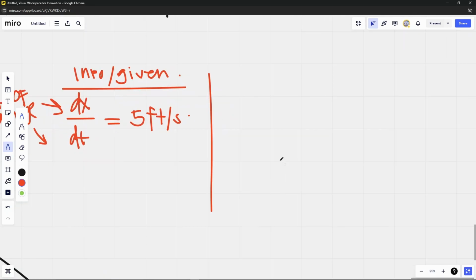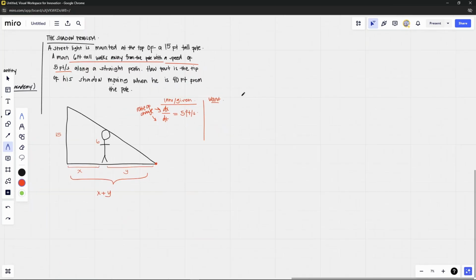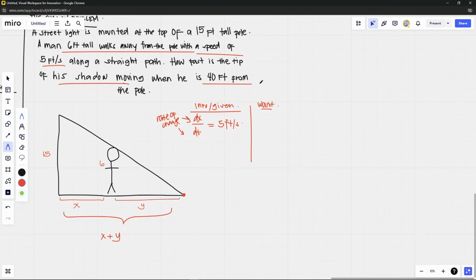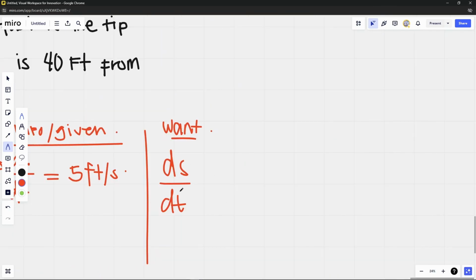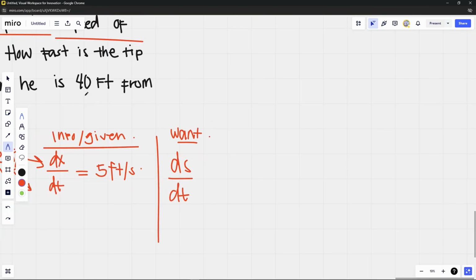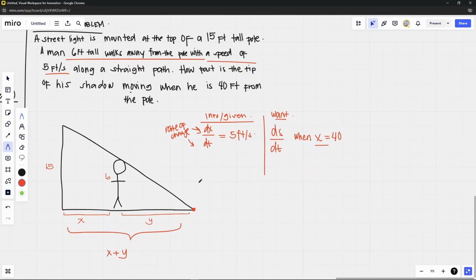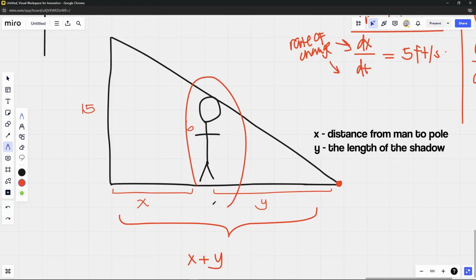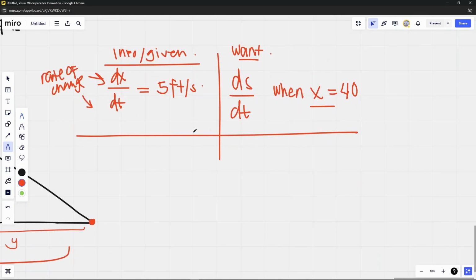Ang sunod, gusto natin malaman, what we want. Gusto natin malaman yung how fast or the rate of change ng tip of his shadow kapag siya ay 40 feet away from the pole. So, rate of change, ds/dt. So, we want the rate of change ng shadow niya, or kung gaano kabilis nagbabago yung shadow when he is 40 feet away from the pole. So when x is 40. Bakit x? Kasi x represents the distance ng lalaki sa pole. So, meron na tayong given, at alam na natin kung ano yung gusto hanapin.